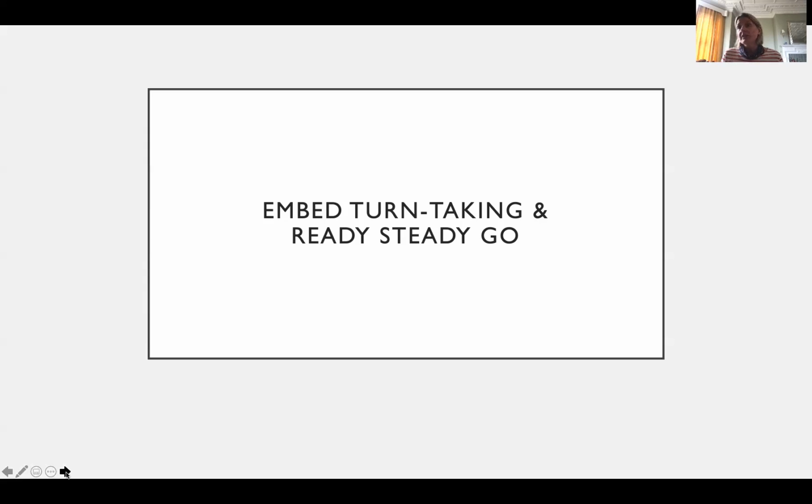So the first thing to do is possibly to do a turn-taking audit. What have you got in your environment that would lend itself really well to little routines where it's like, my turn, your turn, my turn, your turn? So some examples could be wooden bricks so that you can take it in turns to build a tower together. What else could we use?